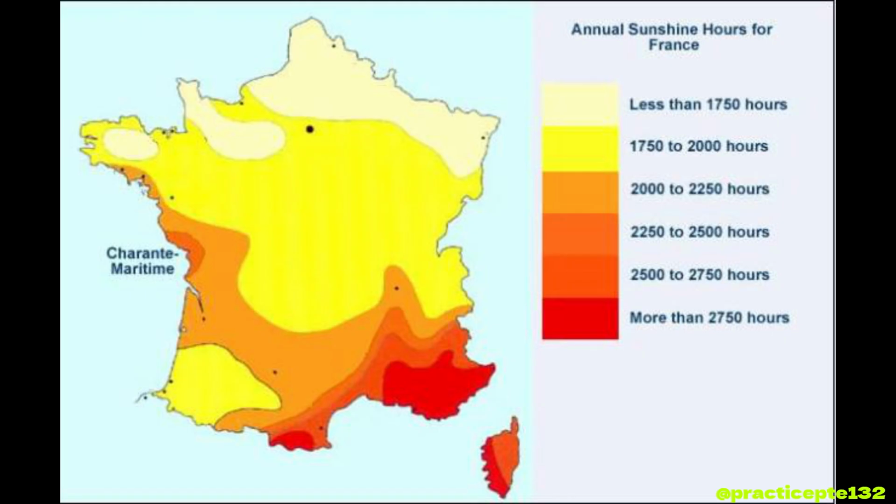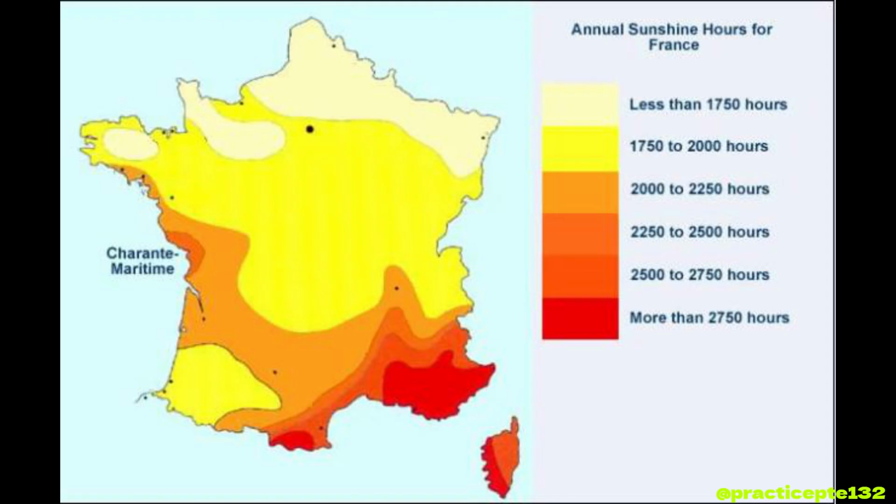The map shows us the annual sunshine hours for France. According to the map, more than 2,750 hours, which is represented by dark red, is located in the southeastern part of France. After that, 2,250 to 2,750 hours, which is represented by orange, is located in the southern part of France.